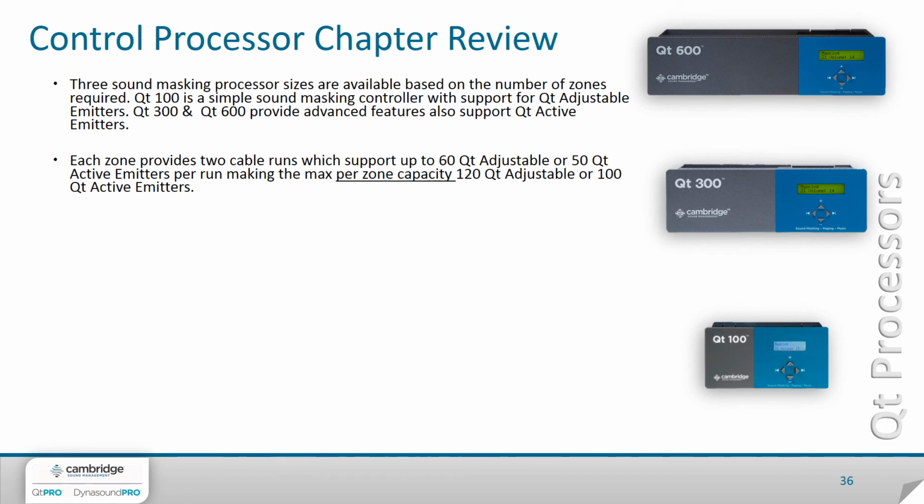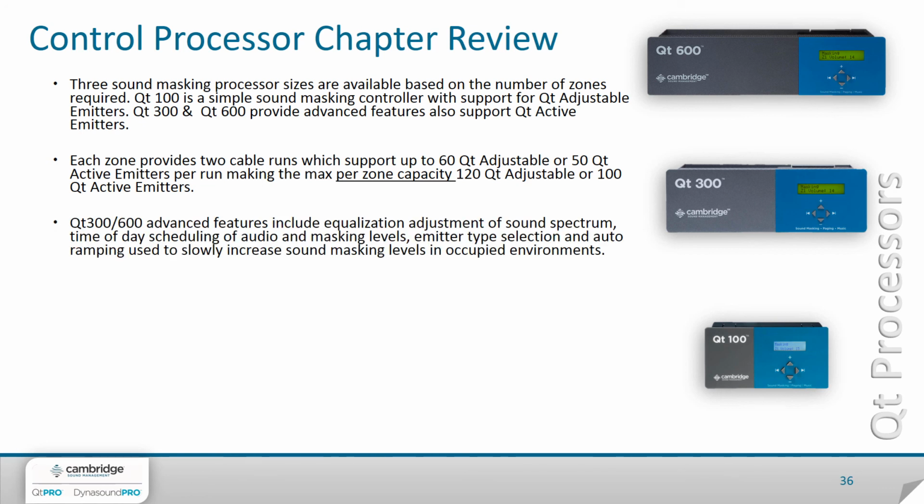Each zone provides 2 cable runs which supports up to 60 QT adjustable or 50 QT active emitters per run, making the maximum capacity per zone 120 QT adjustable or 100 QT active emitters. QT300 and QT600 advanced features include equalization adjustment of the sound spectrum, time of day scheduling of audio inputs and masking levels, emitter type selection, and auto ramping used to slowly increase sound masking levels in previously occupied environments.